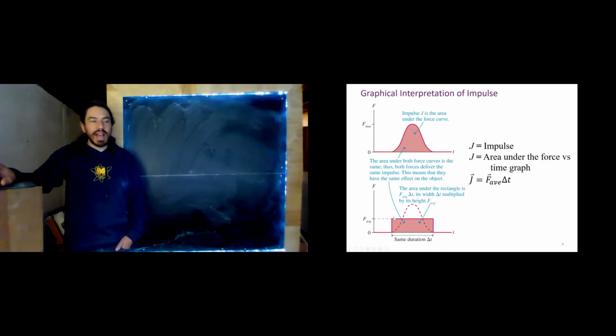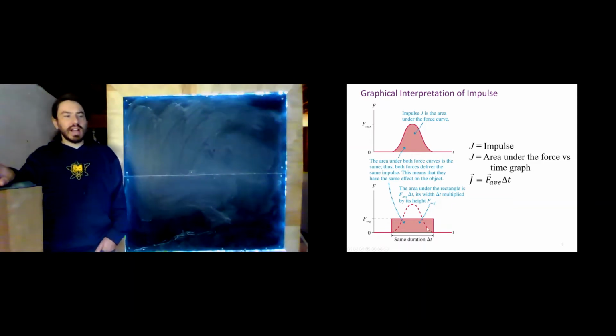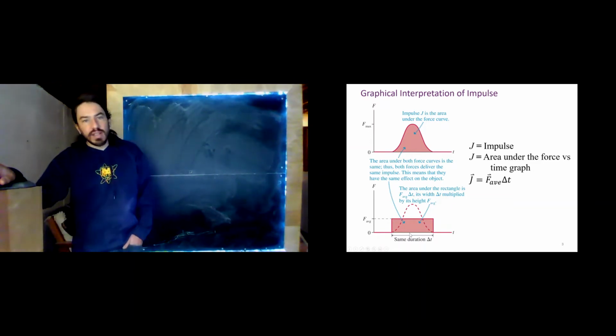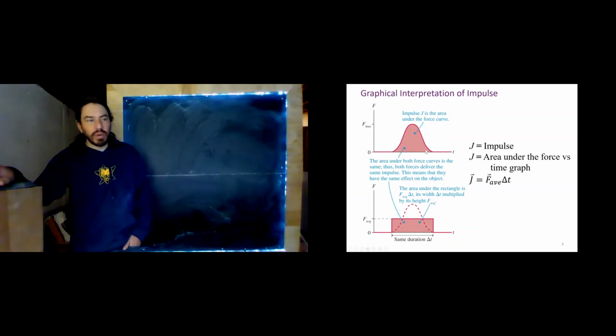We could approximate that with this rectangle, right? So it's got the same exact area, but now we're doing an average force instead. This is the type of graph we'll more often see in this class. Or we could represent this also as a triangle, right? We could approximate this as a triangular force.